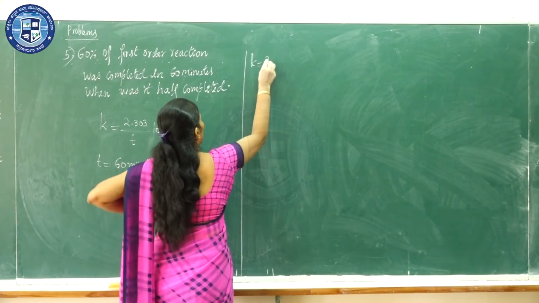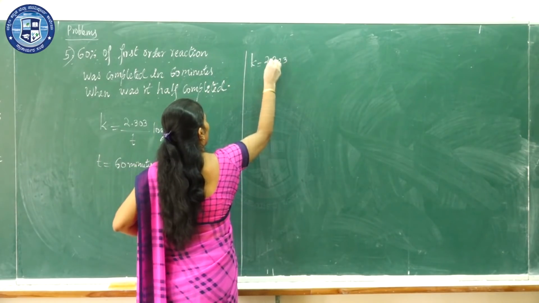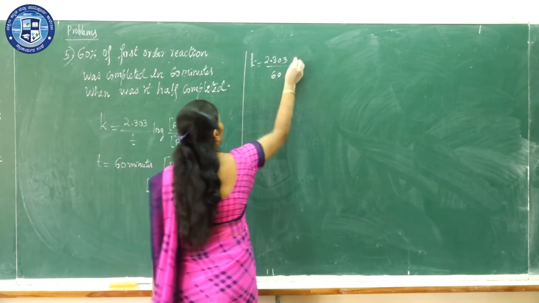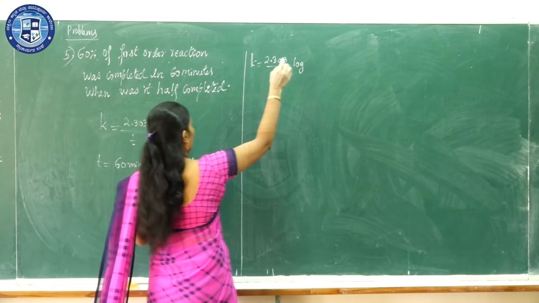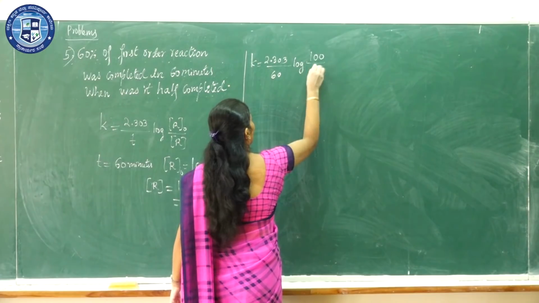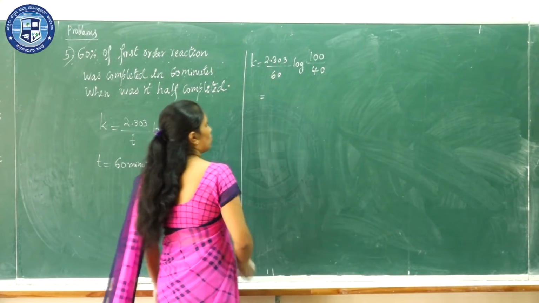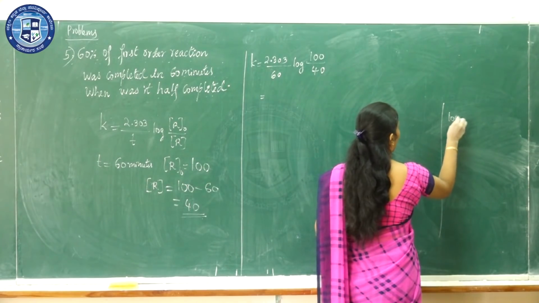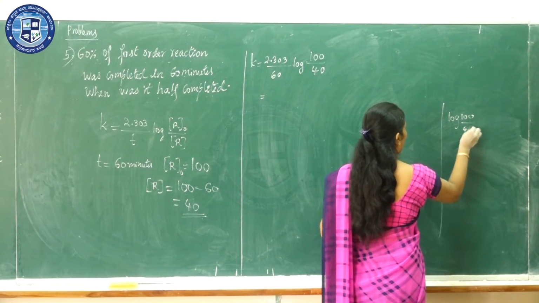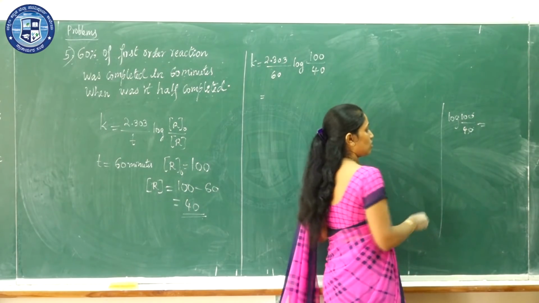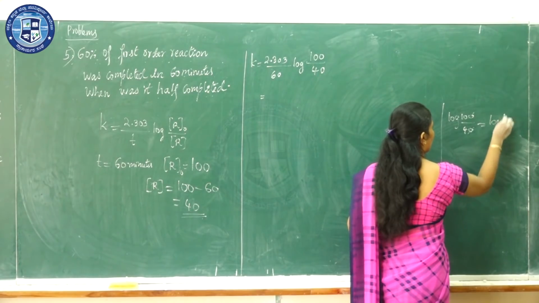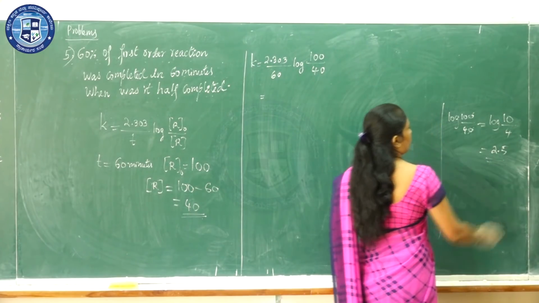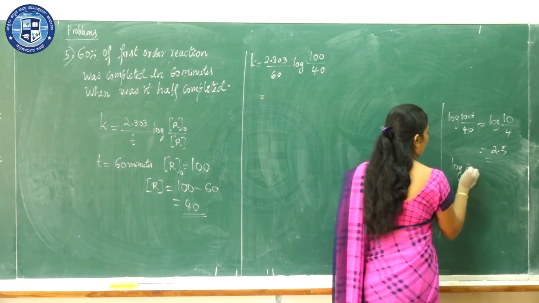K is equal to 2.303 divided by 60 into log of 100 divided by 40. So how will you find the log of this? Again, log of 100 by 40. For that, this and this will get cancelled, so that is nothing but log of 10 by 4. So 10 by 4 is 2.5. So you have to find what is log of 2.5.